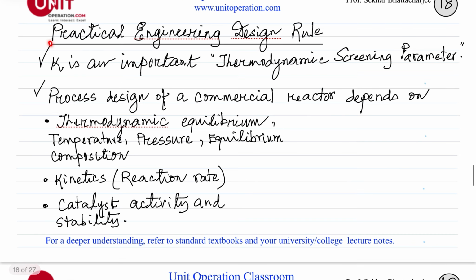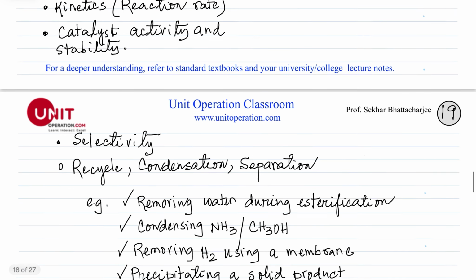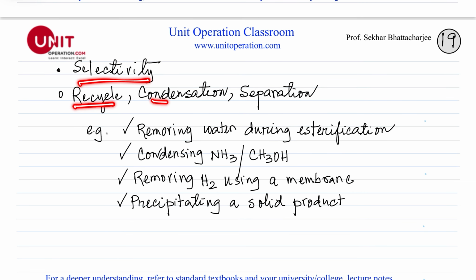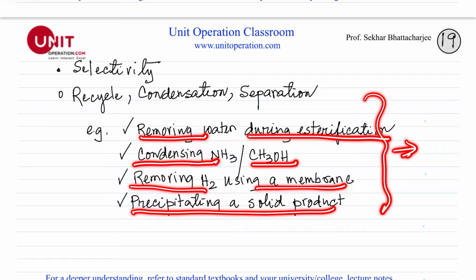So what are the practical engineering design rules? K is an important thermodynamic screening parameter, as we have seen. Process design of commercial reactors depends on thermodynamic equilibrium, temperature, pressure and equilibrium composition, kinetics, catalyst activity and stability, selectivity, recycle, condensation, and separation. For example, removing water during the esterification process, condensing ammonia or methanol, removing hydrogen using a membrane process, precipitating solid, etc. That's how the product is removed, and we drive the reaction towards the forward reaction.